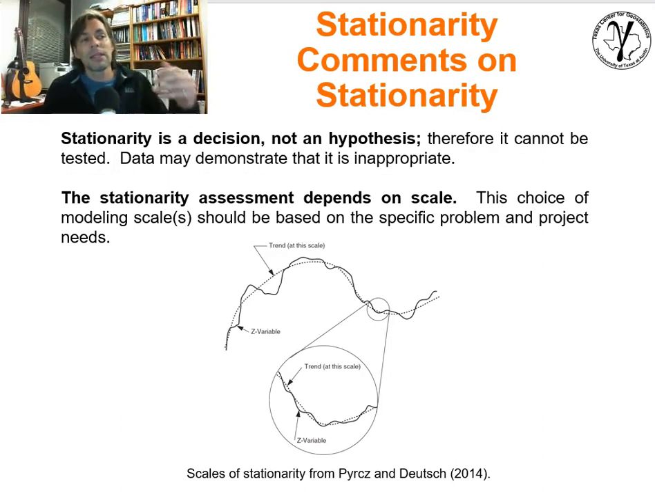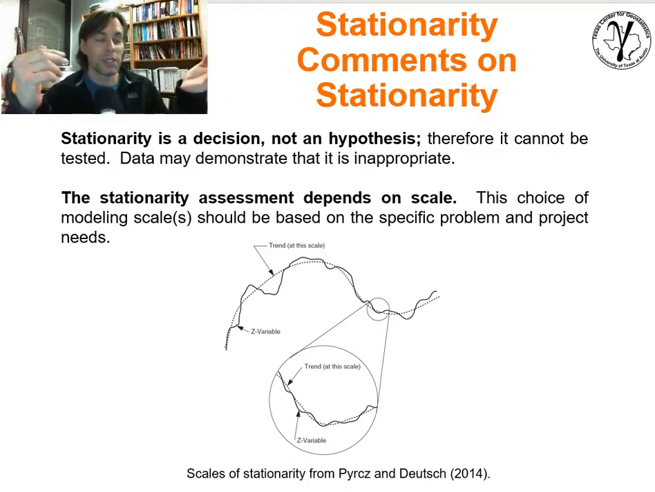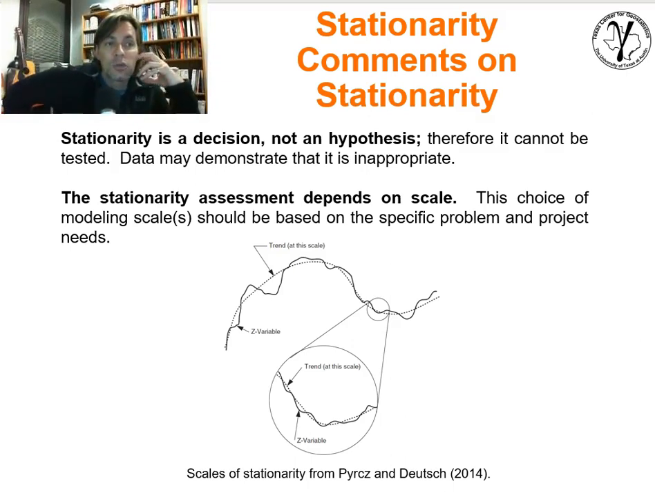If it was a hypothesis, we would have a statistical test for it. We do not have a statistical test. The best we can do is work with the data with geologic context and expertise, all put together, and we can demonstrate if our assumption, or decision I should say, of stationarity is appropriate or not.